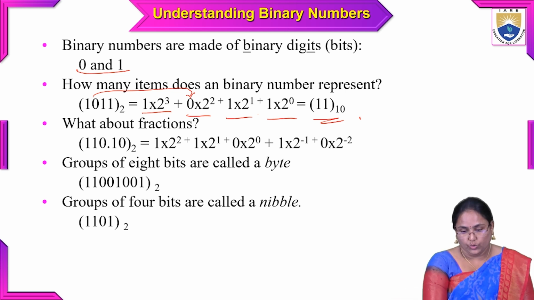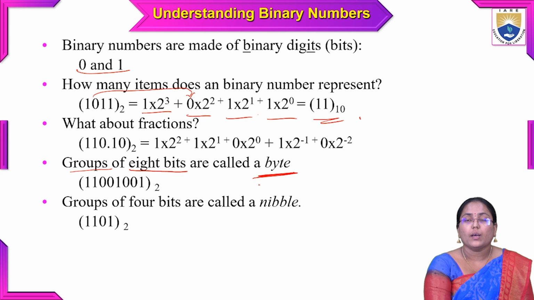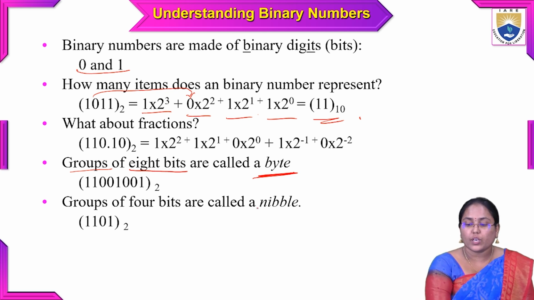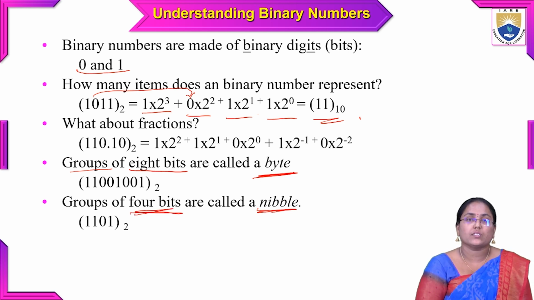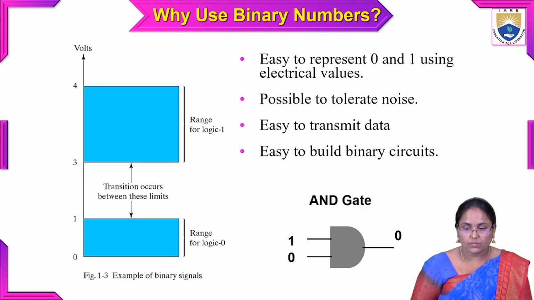Now, a group of 8 bits is nothing but a byte. This thing we need to remember. If we say 1 byte, then definitely it consists of 8 bits, 8 binary digits. And if we are considering a nibble, that is 4 bits it will consist of. So, whenever we say a byte, it has 8 binary digits, and 1 nibble is equal to 4 binary digits, as you can see over here.